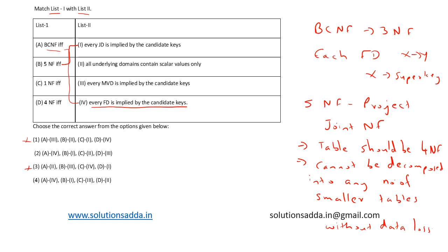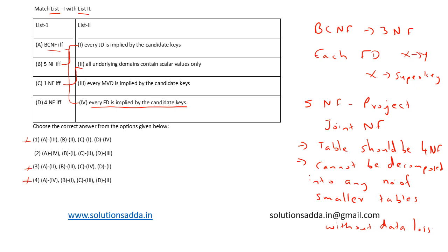Now 1NF, if and only if. For 1NF, the basic criteria is that the attribute should contain atomic or indivisible values. Hence, all underlying domains contain scalar values only is the basic concept. So 1NF can be mapped to 2. So C is mapped to 2. So option 4 is also wrong.